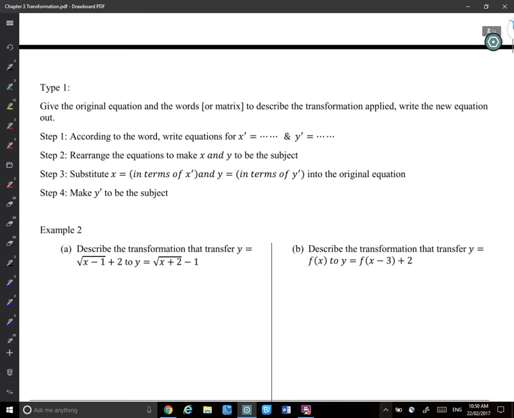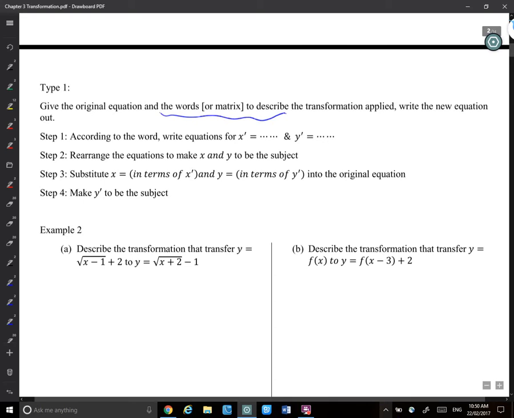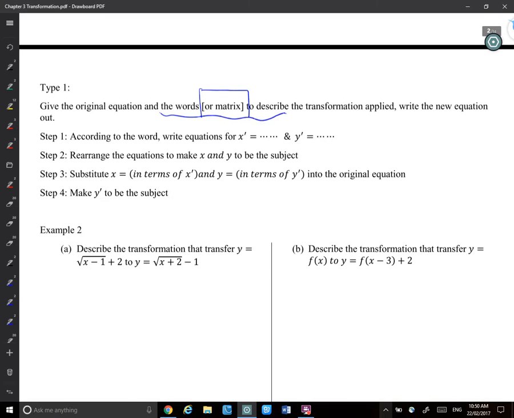Okay, so let's have a look at what a type 1 question is. Okay, what is a type 1 question? A type 1 question will give you the original equation and give you word descriptions, word descriptions about transformation. And another special type will be a matrix. Okay, giving you a matrix will be the same as giving you the word description. We will talk about matrices later in the chapter. And we are going to write the new equation out.